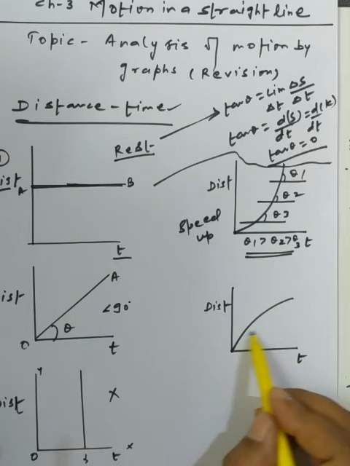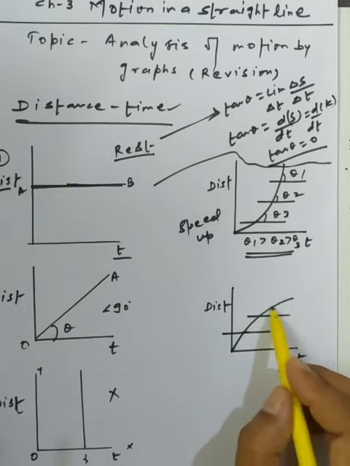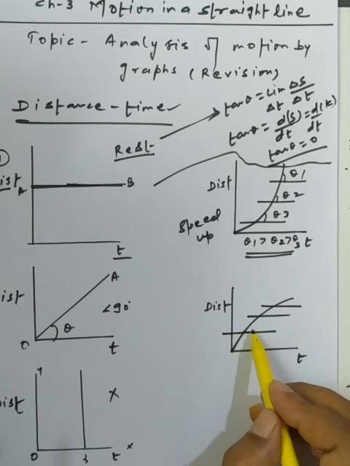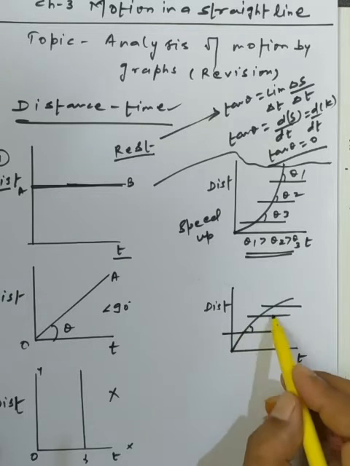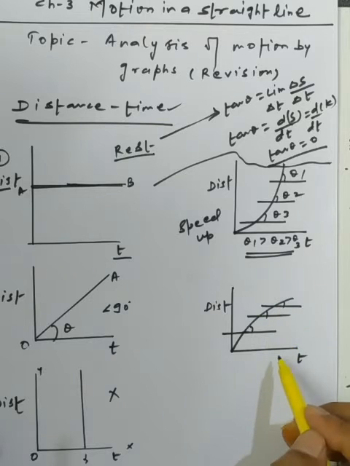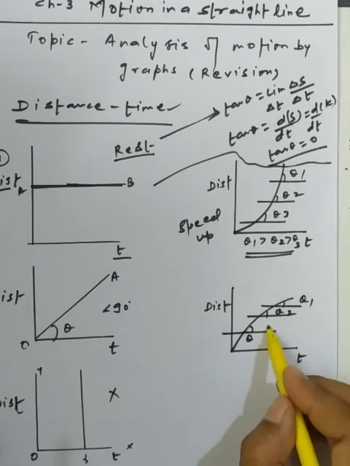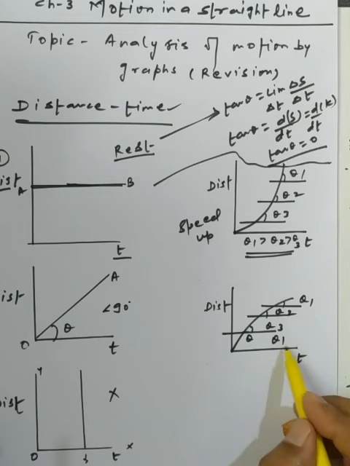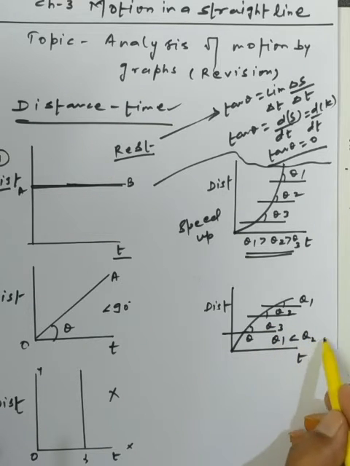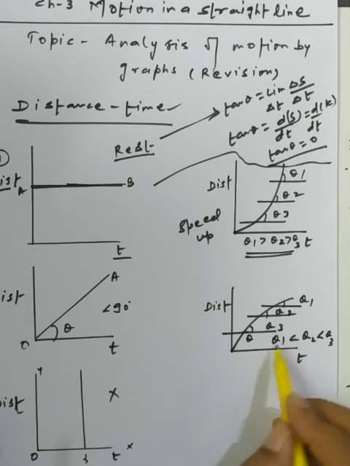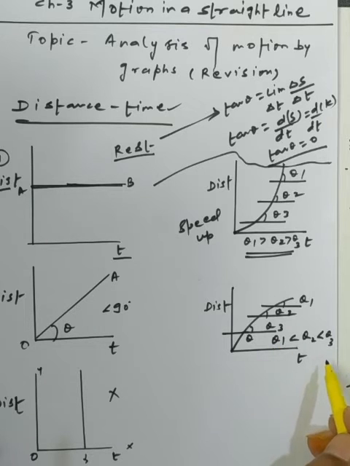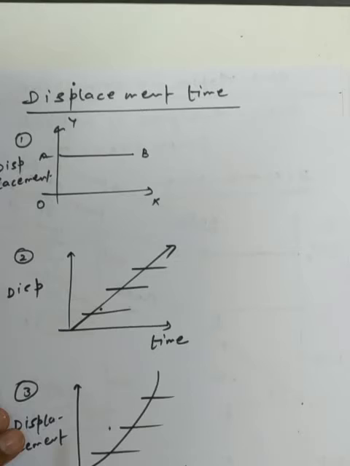Now the next one is the graph in which the slope of the graph is continuously decreasing. So suppose this one is theta 1, this one is theta 2, this one is theta 3. So we know that theta 1 is less than theta 2 is less than theta 3. So generally it represents decreasing speed. Okay, so this is the speeding down graph, in which the slope of the graph is reducing. So these are some of the graphs of distance-time.